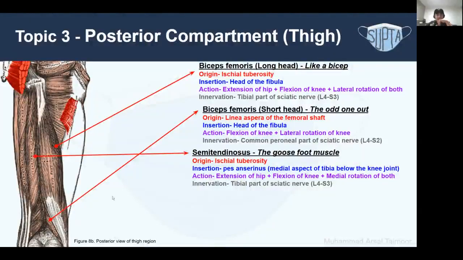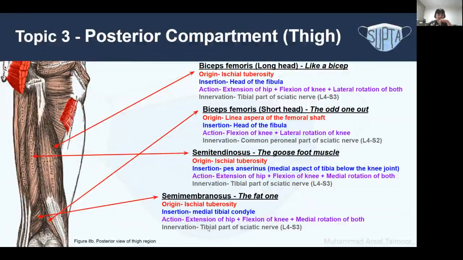And then its action is to extend the hip, flexion of the knee, but medial rotation because it's on the medial side of the posterior compartment, right? And its innervation is by the tibial part of the sciatic nerve. So is the semimembranosus. So semitendinosus, I sort of think of this as the longer muscle. It's more tendinous in that case, more sort of thinner.